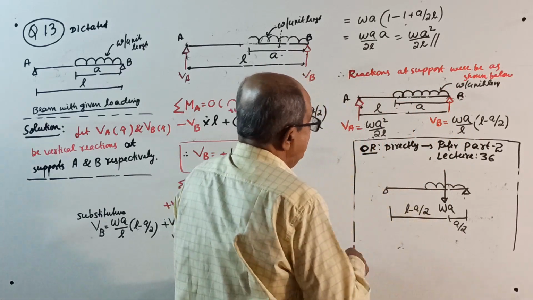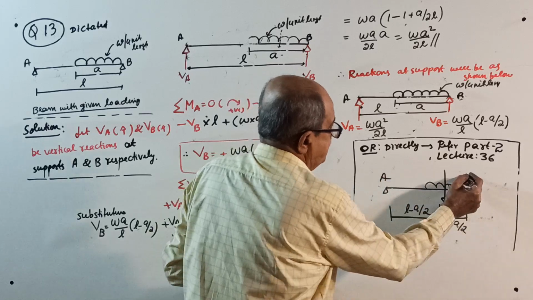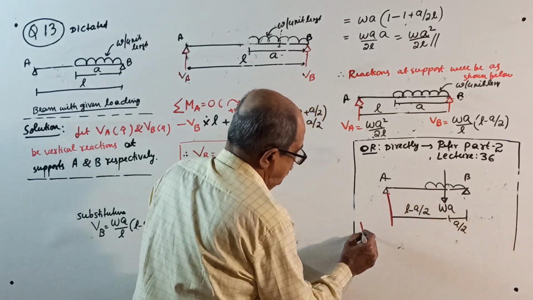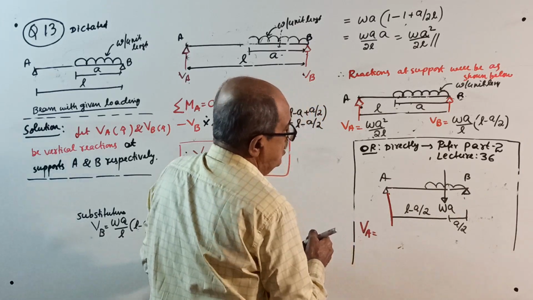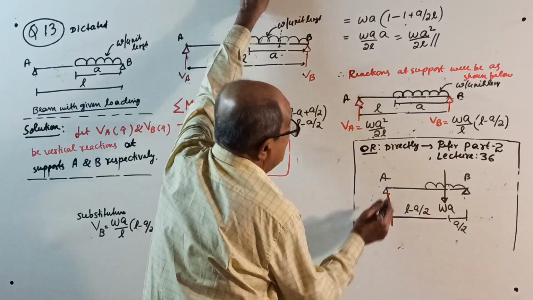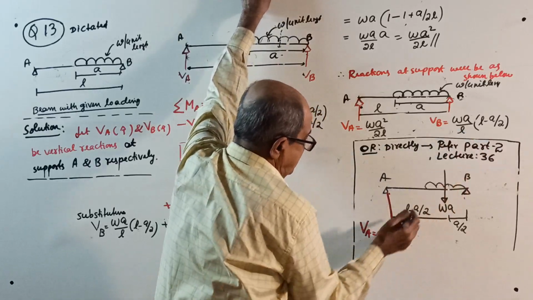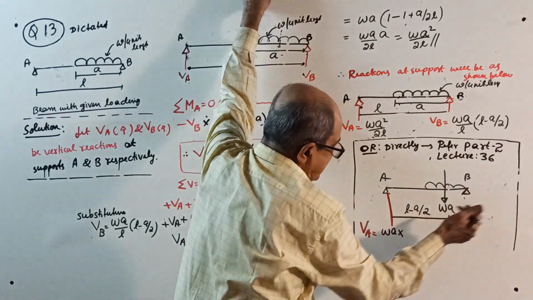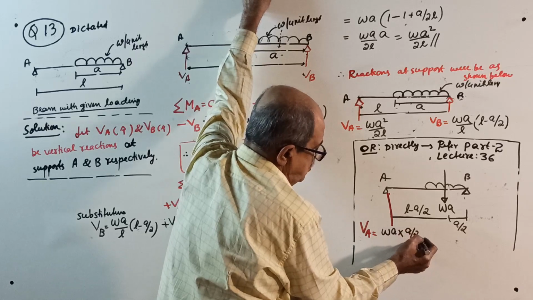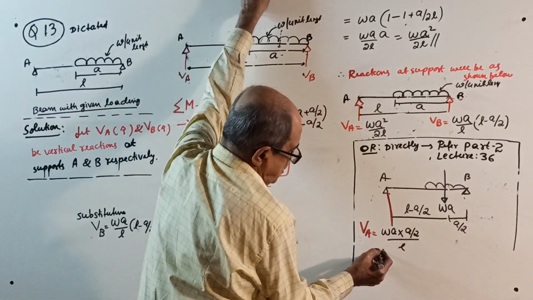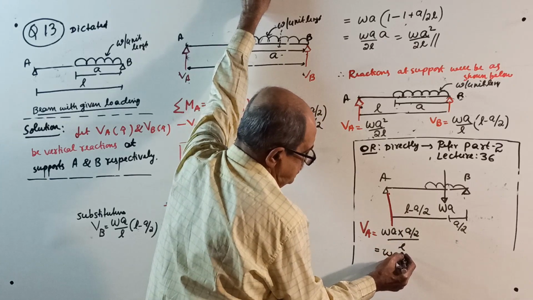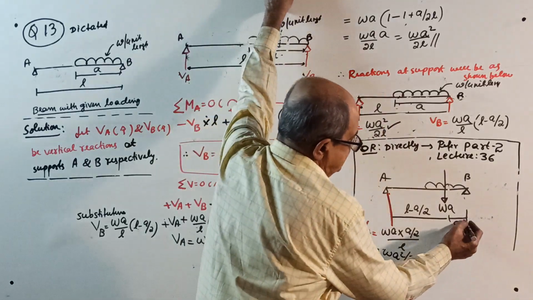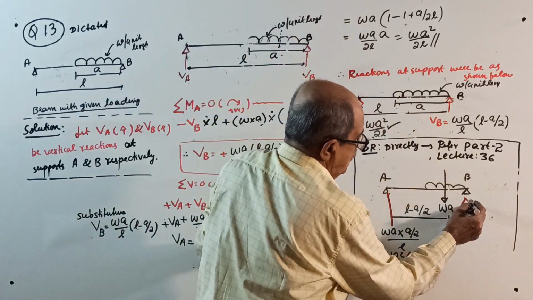See here, this is A, this is B. This reaction VA equals load, part 2, lecture 36, WA into the other distance A by 2 by L, equal to WA square by 2L. Yes. Same answer. This reaction VB equals, see, very easy now.